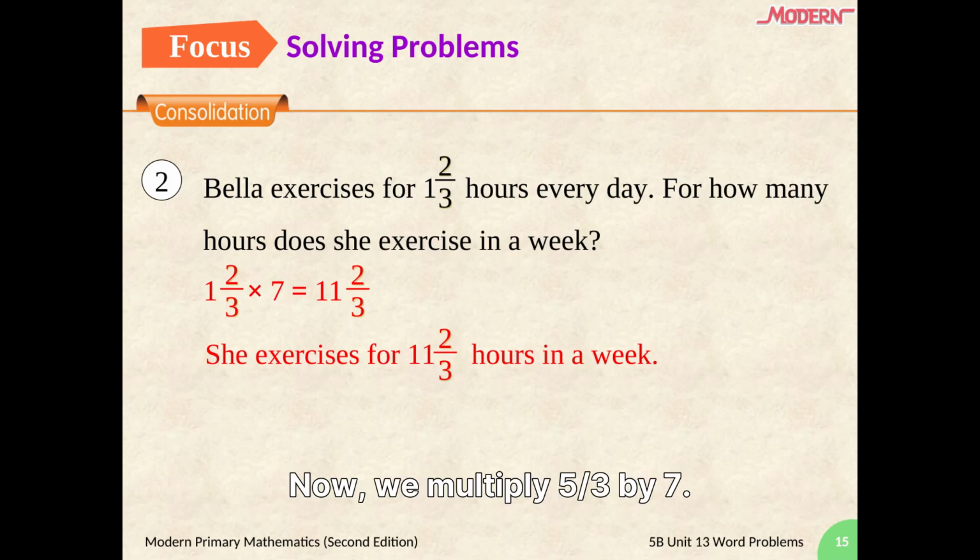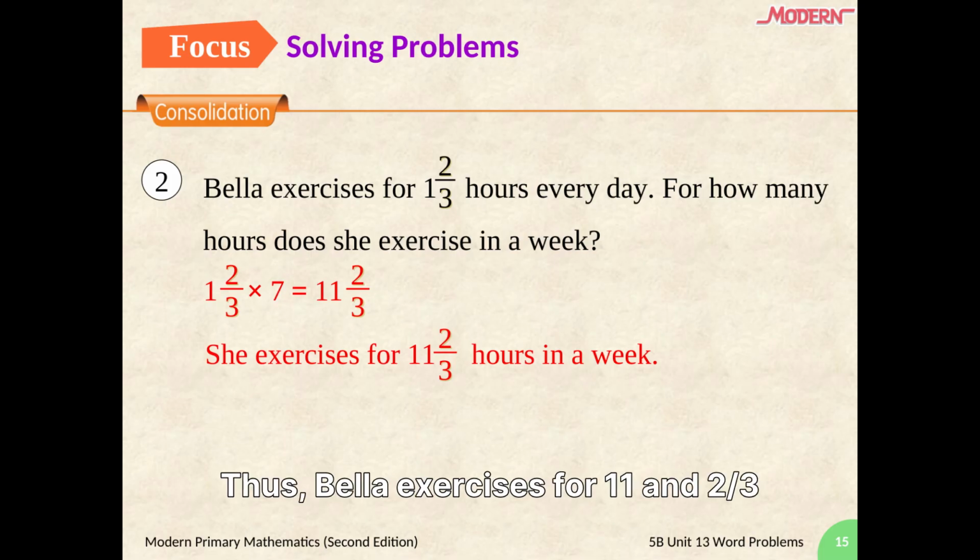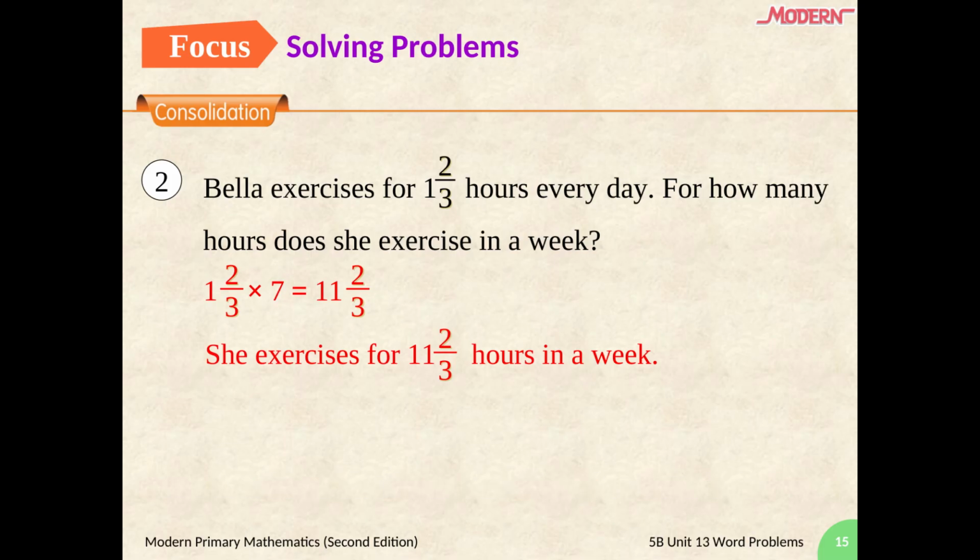Now, we multiply 5/3 by 7. 5 times 7 is 35, so we have 35/3. Dividing 35 by 3, we get 11 with a remainder of 2. Thus, Bella exercises for 11 and 2/3 hours a week. Breaking down the whole into its fractional equivalent is the safest way to convert mixed numbers.